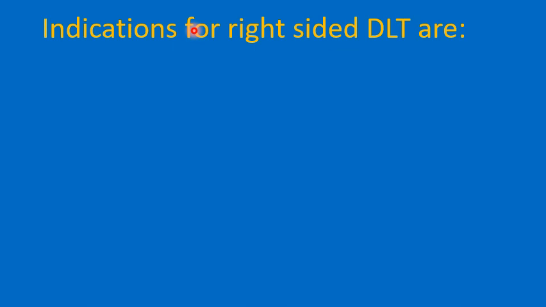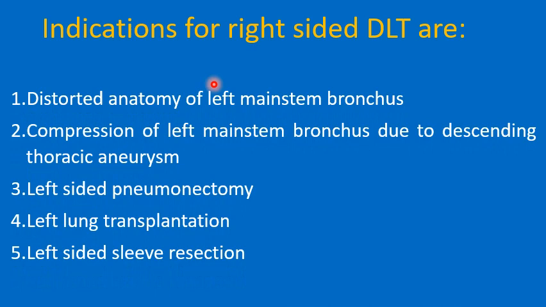In which patients do we have to go for a right-sided double lumen tube? In patients who are posted for left-sided pneumonectomy, who have abnormal anatomy of the left mainstem bronchus, compression of the left mainstem bronchus due to descending thoracic aneurysm, left-sided sleeve resection, or left lung transplantation. In all these conditions, what we commonly encounter is left-sided pneumonectomy and sleeve resection.